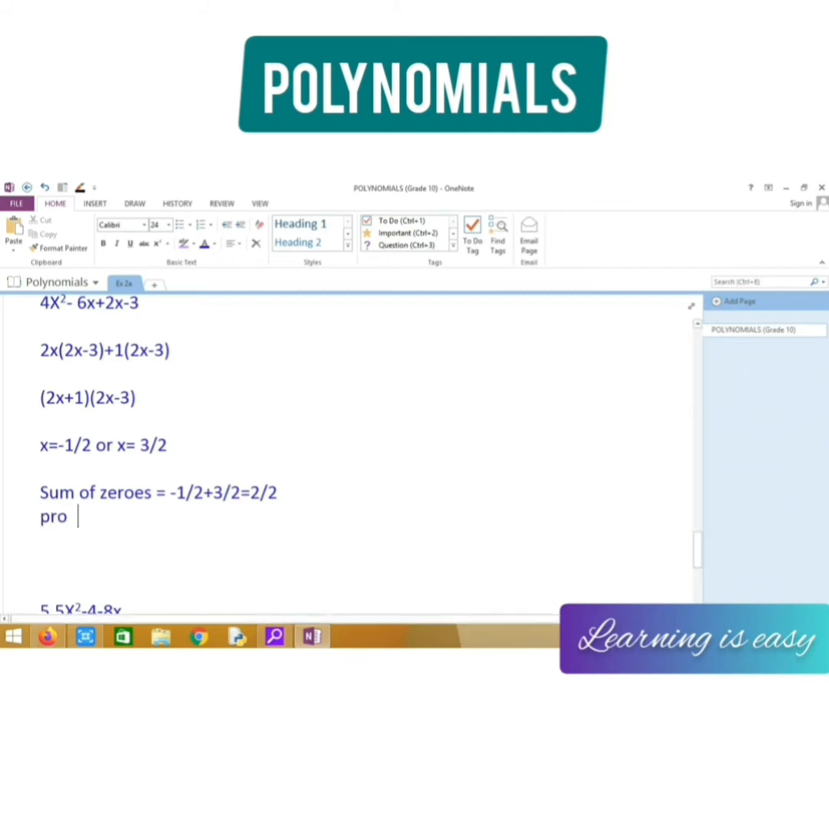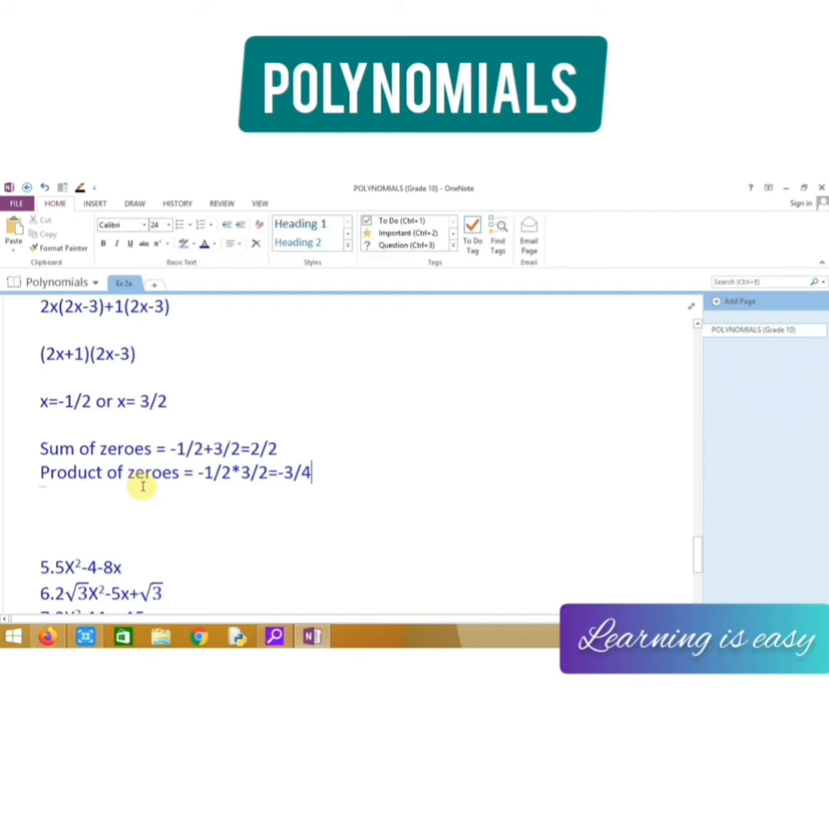Next is product of zeros, you need to multiply both. So it's going to be minus 3 by 4, which is of the form c by a. Value of c is minus 3 and a is 4. So that verifies.